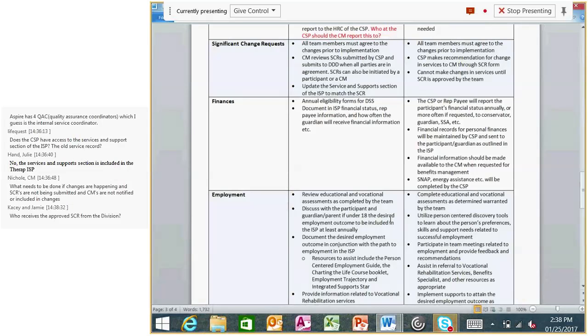There's another question in the chat pod regarding who receives the approved SCR from the division.